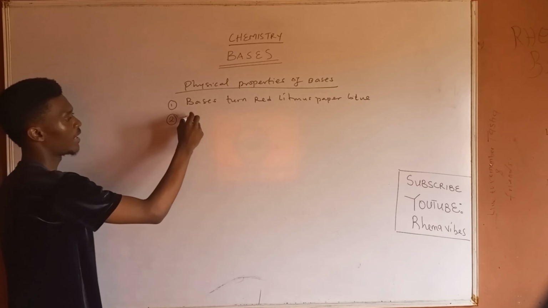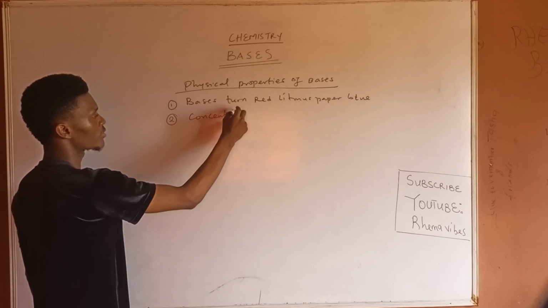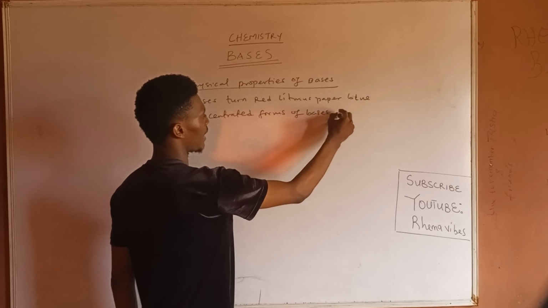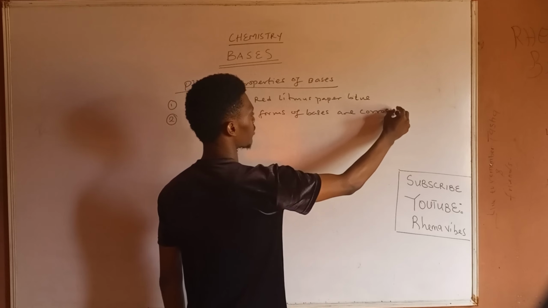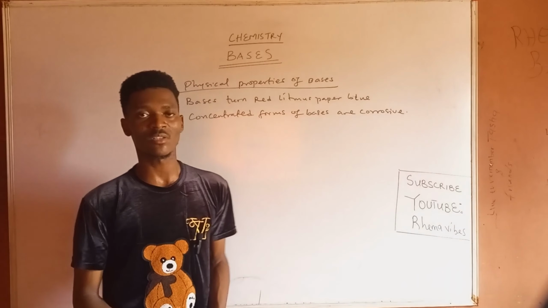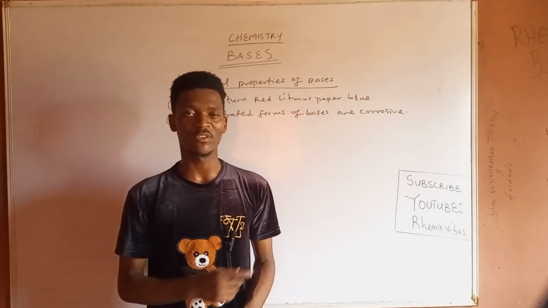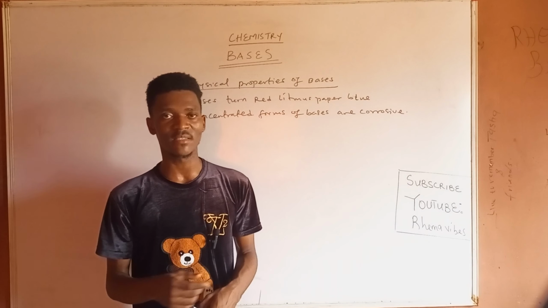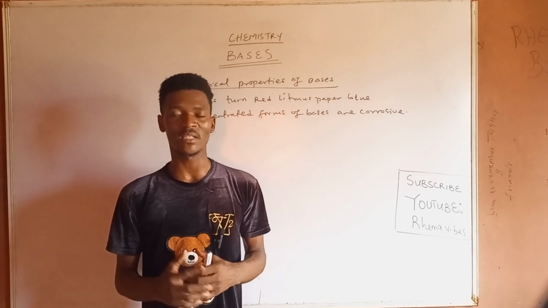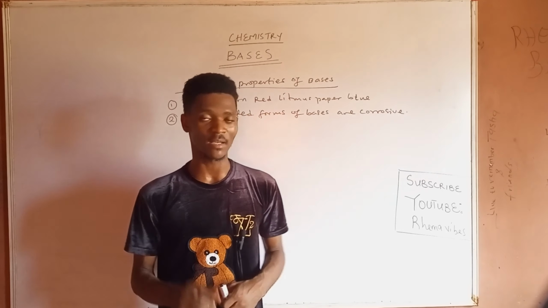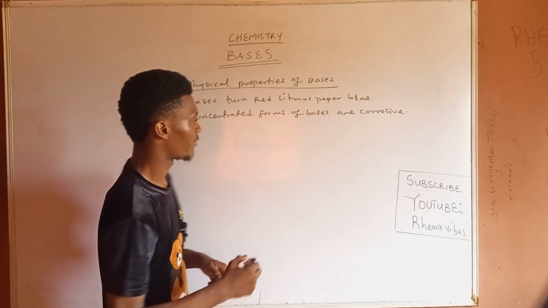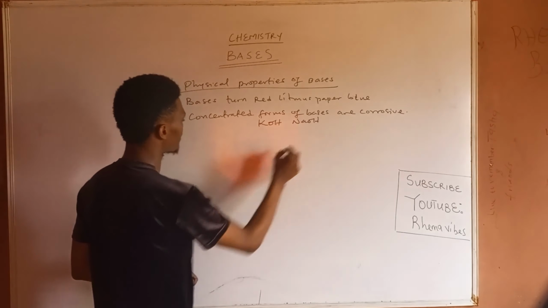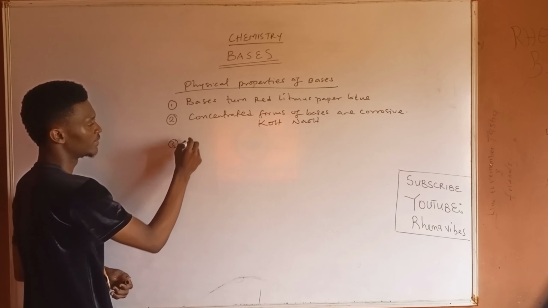Then secondly, concentrated forms of bases are corrosive. Just like in the case of acids, I once said in my previous video that concentrated forms of acids are very deadly and they are corrosive. Same with that of bases. But what kind of bases, whenever they are concentrated, are very corrosive? They are the caustics. And don't forget, when I say caustics, I'm referring to the KOH and the NaOH.